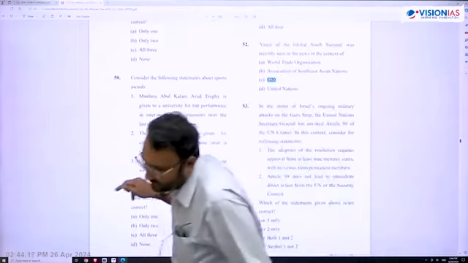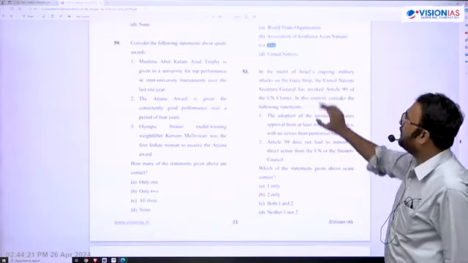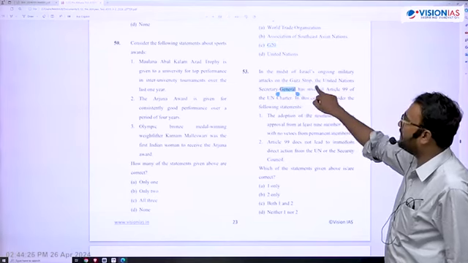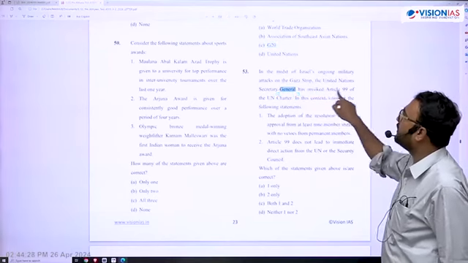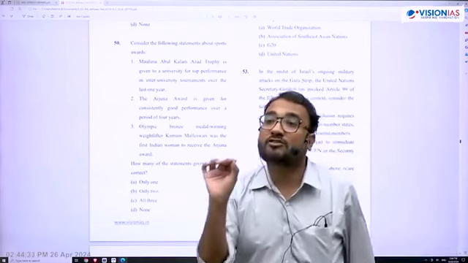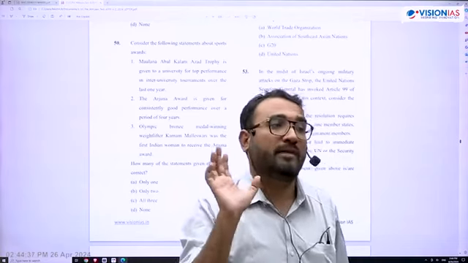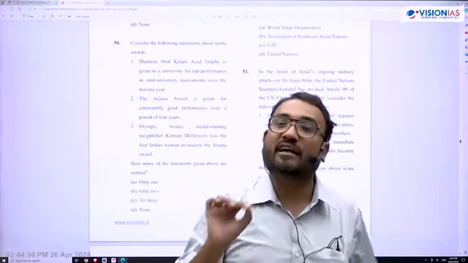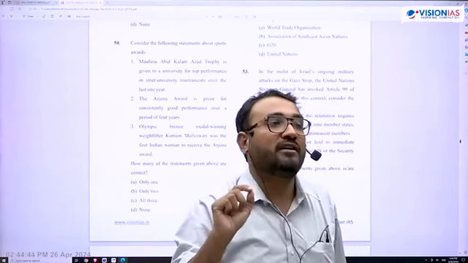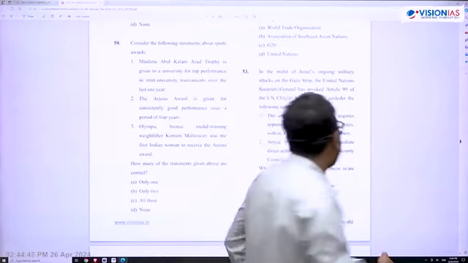So we have next is 53, okay. Now in the midst of Israel's ongoing military attack on the Gaza Strip, the United Nations Secretary General has invoked Article 99 of the UN Charter. Article 99 of the UN Charter gives a special power to the Secretary General. He can draw the attention of the Security Council to a particular matter. Very rarely has this article been invoked. The Secretary General, using his own power, can draw the attention of the Security Council to a particular matter. So this was in the case.